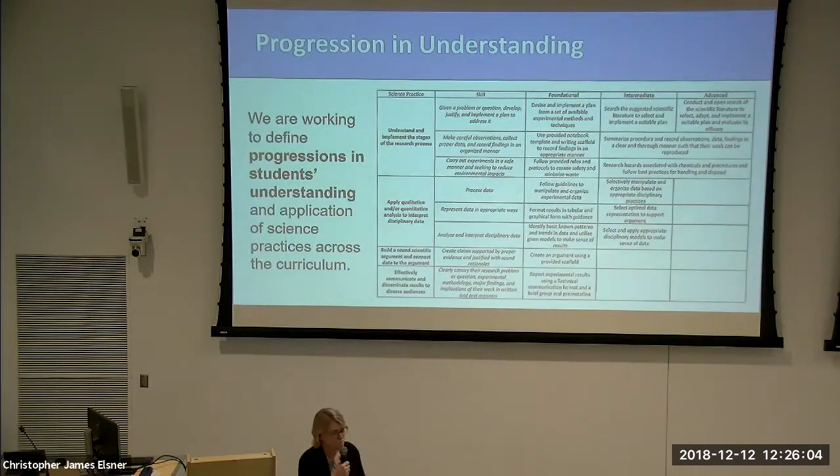But as a group, what we've been doing is meeting every week and trying to come up with our plan. So this is what we call our scaffolding matrix for different scientific practices that are related to research. So for example, applying qualitative or quantitative analysis to interpret data. That's one thing that students should be able to do. It's a research skill.